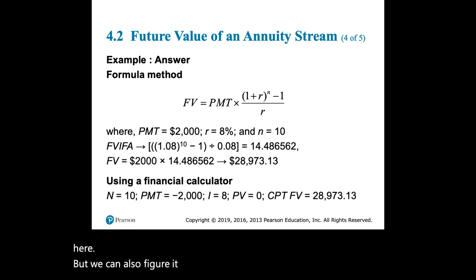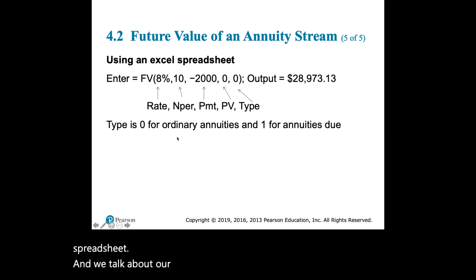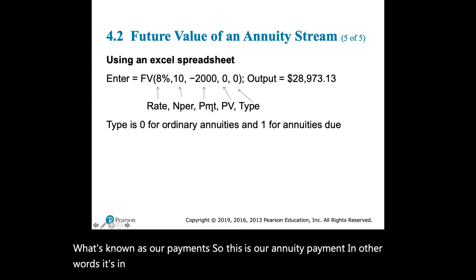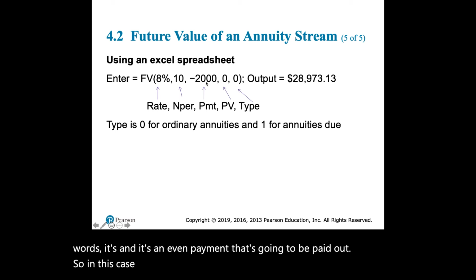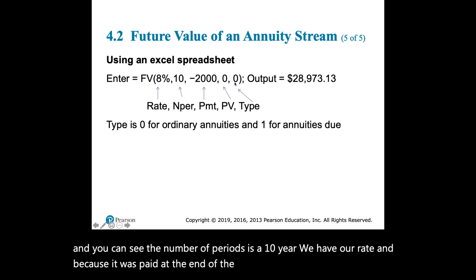When we talk about our spreadsheet, we're going to be using what's known as our payment. This is our annuity payment, in other words, an even payment that's going to be paid out. In this case, we have it as a negative because we're paying into it. You can see the number of periods is 10 years, and we have our rate. Because it was paid at the end of the year, we have our type as 0. If it was an annuity due, then this type would actually be a 1, just as it says here.